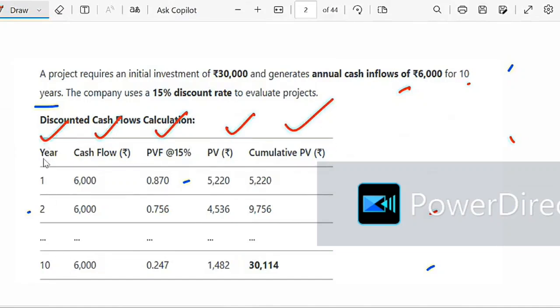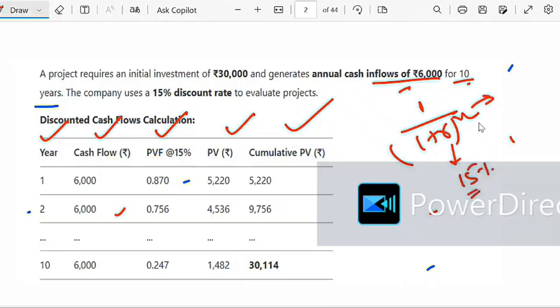In the first column, you will write the year. How many years are there? 10 years. So just write 1, 2, 3, 4 till 10. Then you will write the annual cash flow. It is a uniform annual cash flow, 6,000 every year. Then you will find the present value factor. How to find it? 1 upon (1 plus r) whole to the power n. R in this case is the discounting factor, which is 15%.